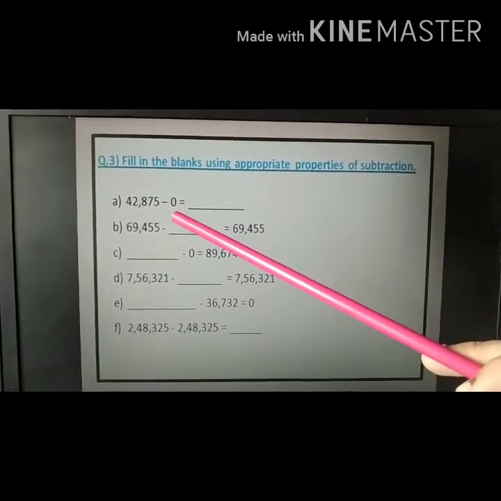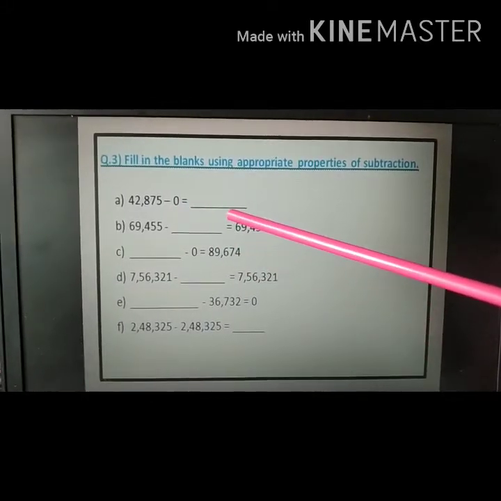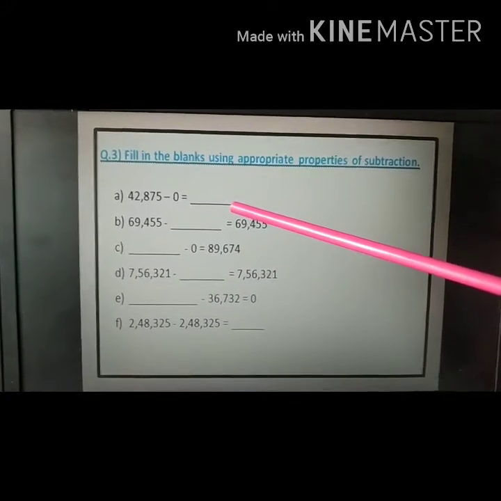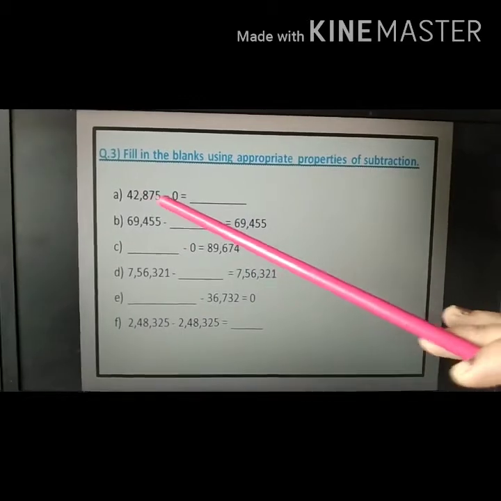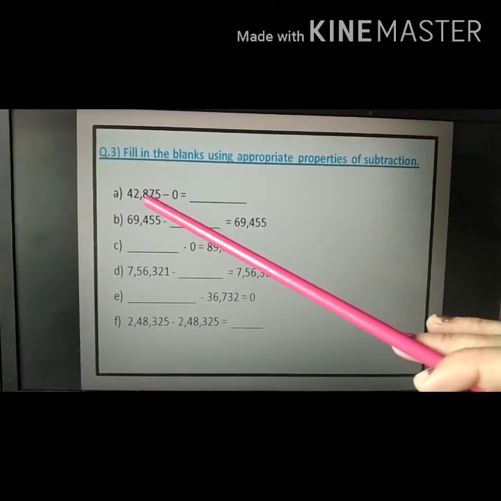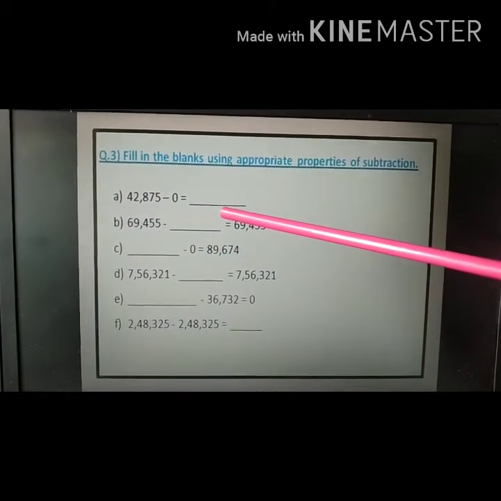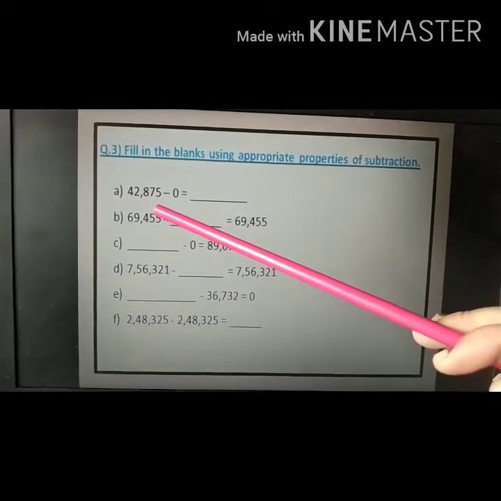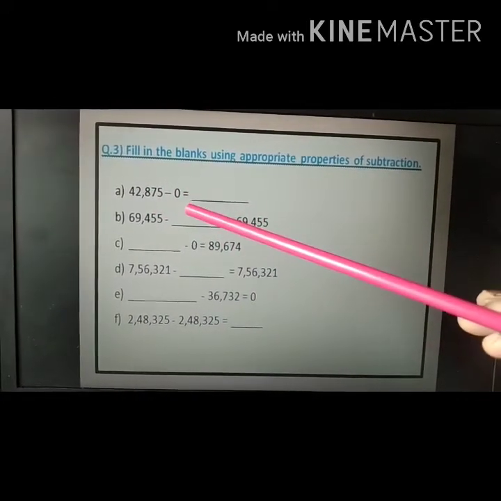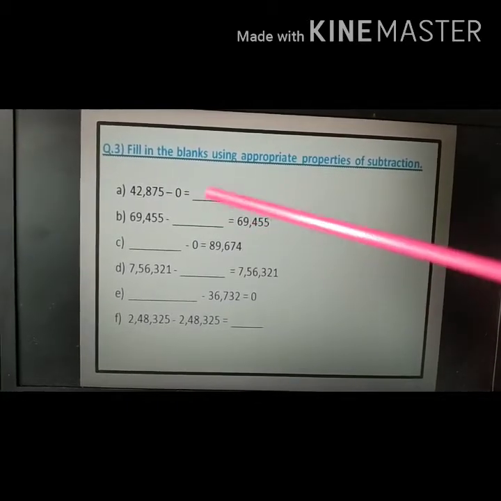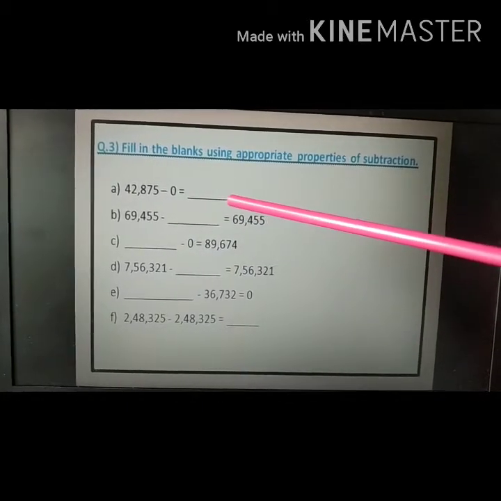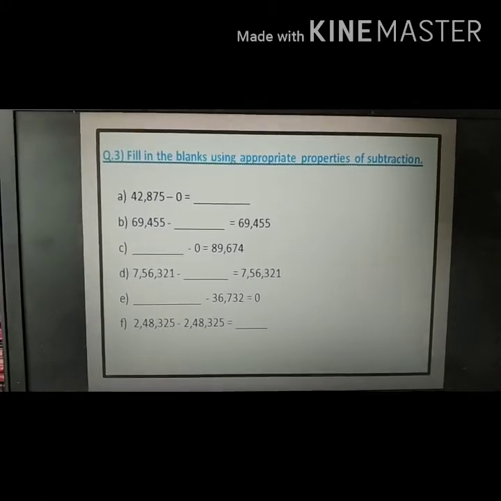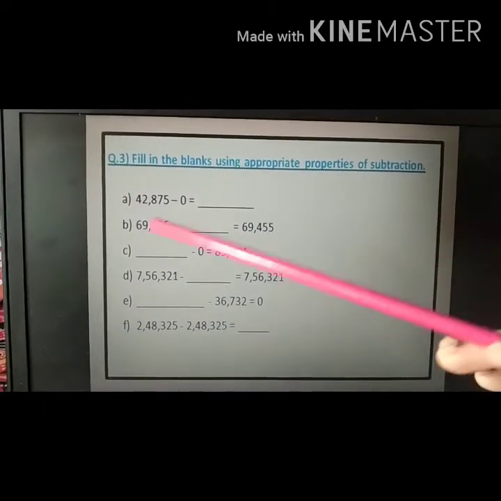42,875 minus 0 is equal to dash. As you know, the property of 0: when we subtract 0 from any number, the number itself will be the answer. So it means 42,875 minus 0 is equal to 42,875.